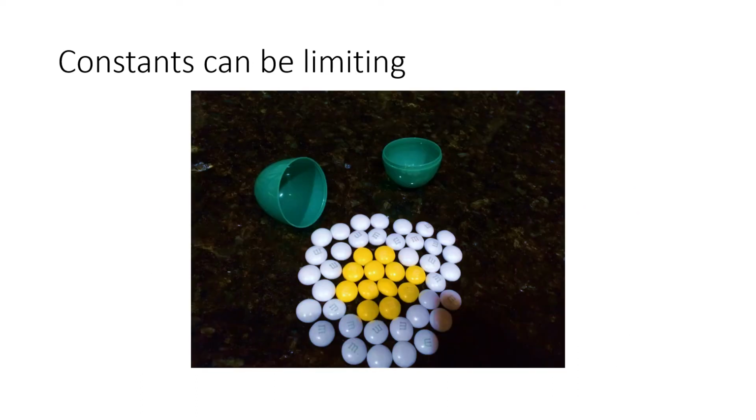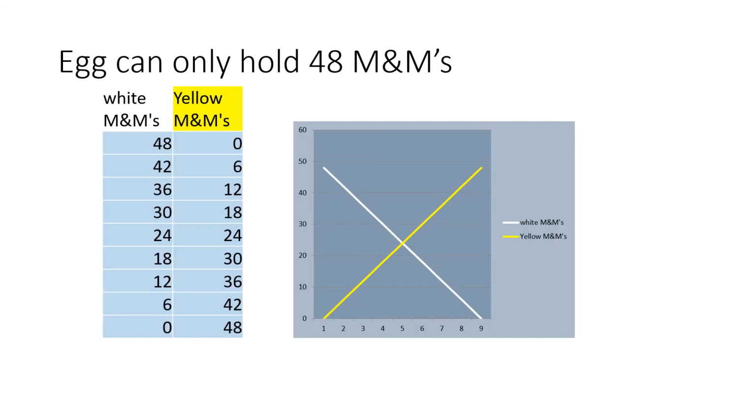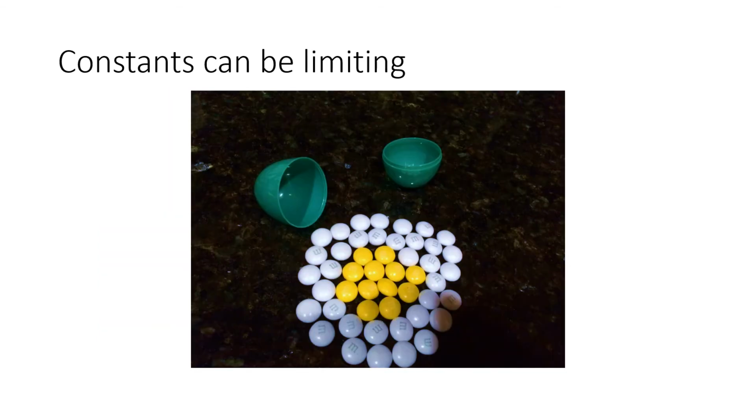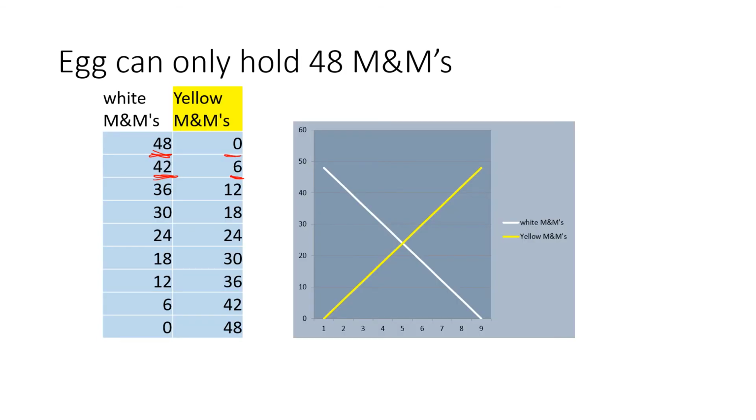All right, so then the last thing we talked about here was the constant, the rate constant. So it turns out if you have any constant, in this case, how many M&Ms fit into an Easter egg, it turns out there are 48 M&Ms that'll fit in there. So if I wanted to put 48 M&Ms and I wanted them to be white and yellow, I could choose to have all my M&Ms white, but that means I can't have a yellow. Every time I want to add some yellow, I have to take some out of the white because only 48 will fit perfectly into that egg. So as I increase this yellow number, my white is decreasing to counteract.